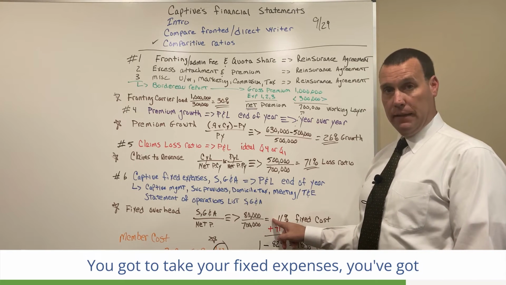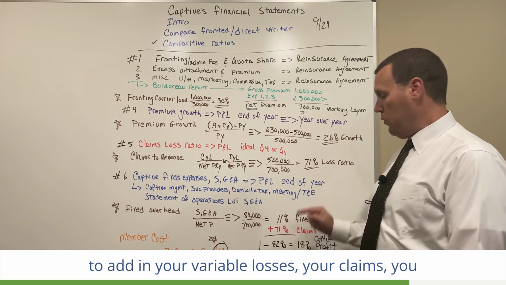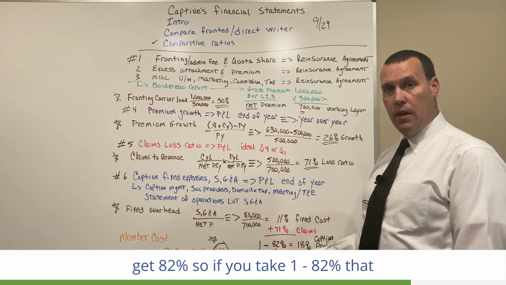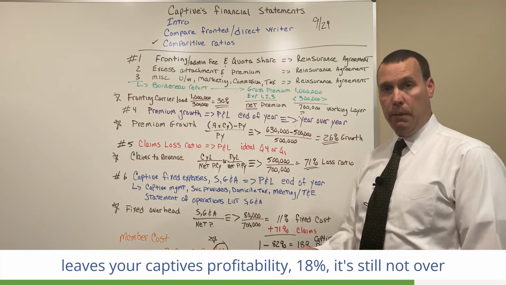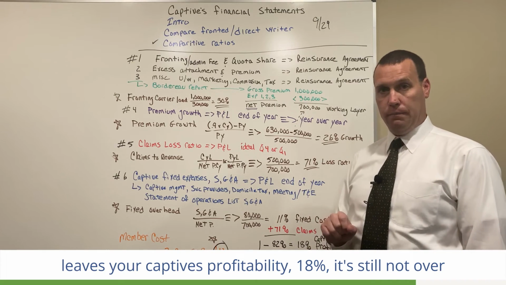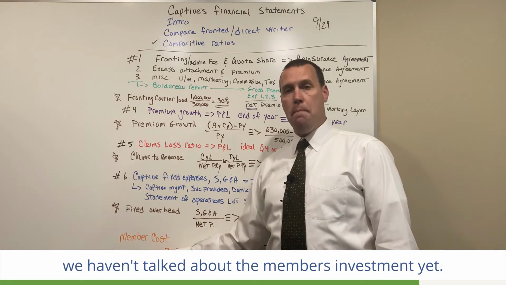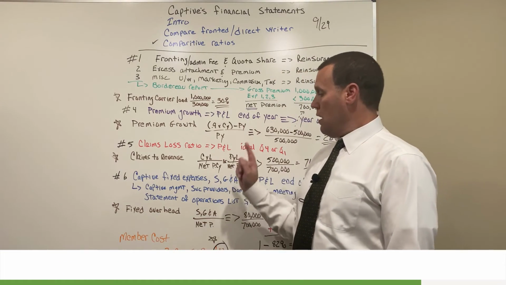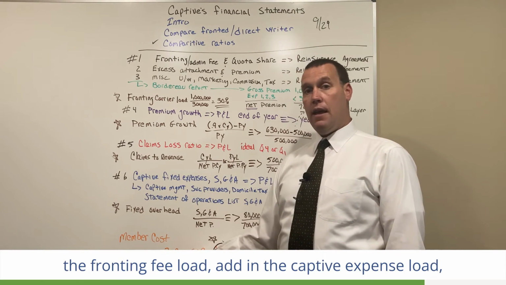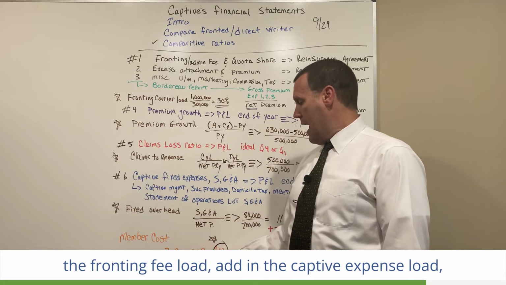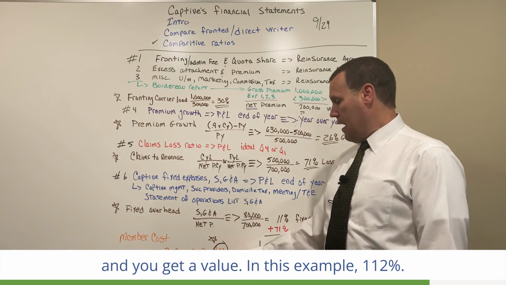You got to take your fixed expenses. You've got to add in your variable losses, your claims. You get 82%. So if you take 1 minus 82%, that leaves your captive's profitability, 18%. It's still not over. We haven't talked about the member's investment yet. To get the return on investment, you've got to take the fronting fee load, add in the captive expense load, and you get a value.